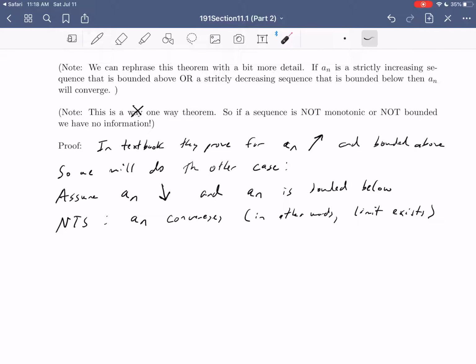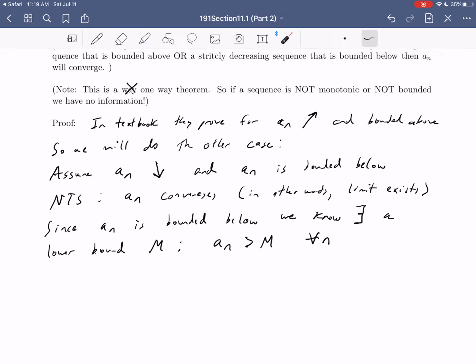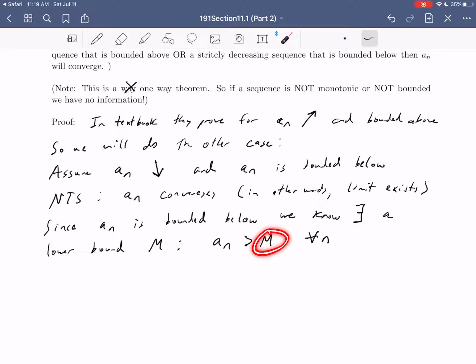So what we're going to do is start with a sub n being bounded below. Since a sub n is bounded below, and we're going to use a little bit of logic notation, this backwards E means there exists, we know there exists a lower bound m such that a sub n is greater than m for all n. This upside down A just means for all. So this is what it means to be bounded below. We know that there's some number m such that our sequence is always greater than m for all n.